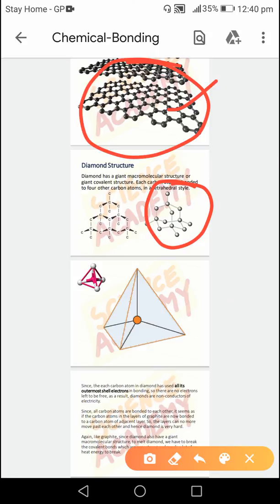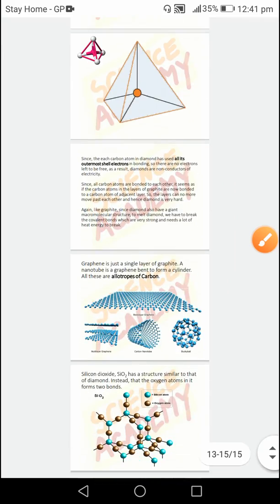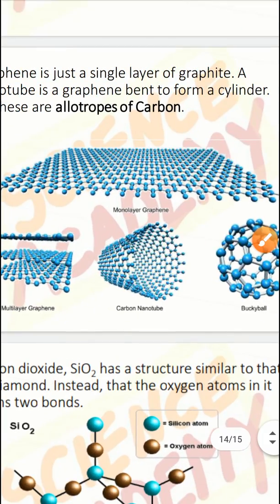Like look, in diamond we have got a tetrahedral structure in which one carbon atom is bonded to 4 other carbon atoms, but in graphite, in graphene, in nanotubes we have got one carbon atom bonded to 3 other carbon atoms. All atoms are carbon, but they are just taking different structural formats. So these substances, what do we call them? We call them the allotropes.